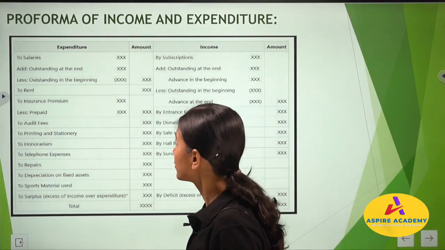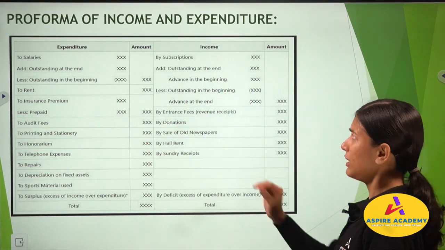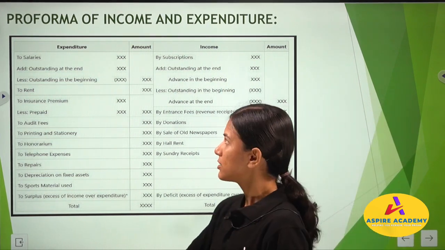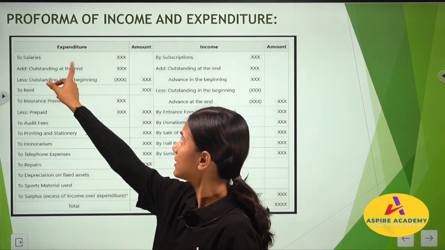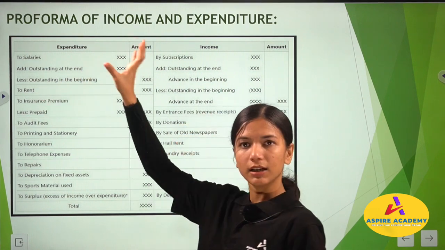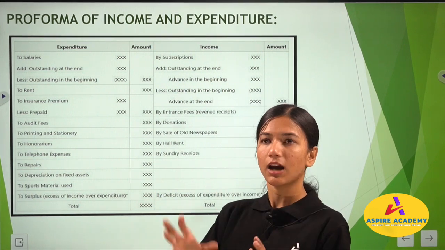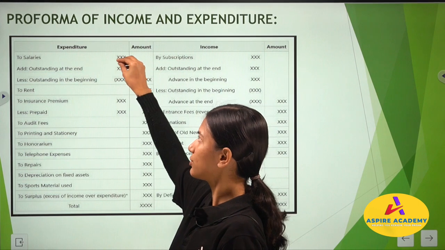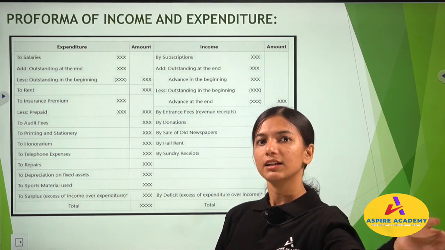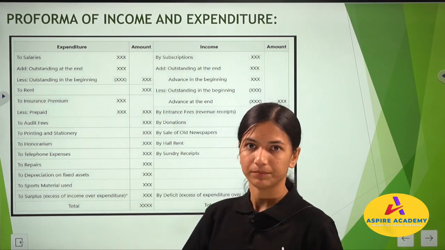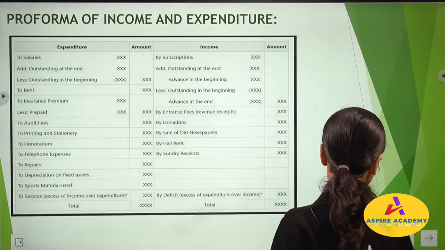So what are the things that we are going to show on the expenditure side and what are the things that we are going to show on the income side. Here some adjustments need to be made. First, on the expenditure side there are salaries, and we are going to add any outstanding amount at the end of the period. If there is any outstanding salary at the end, it should be added to your salaries. And if there was any outstanding in the beginning, then we are going to subtract it. So this is your expenditure side.